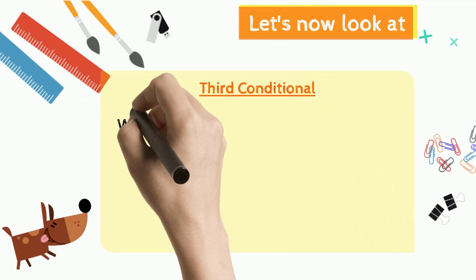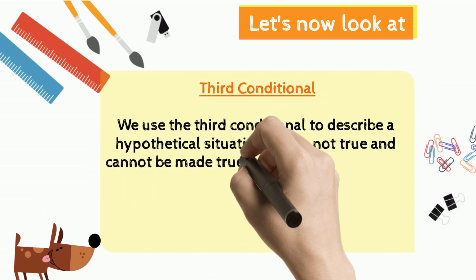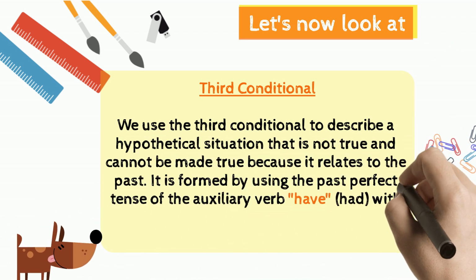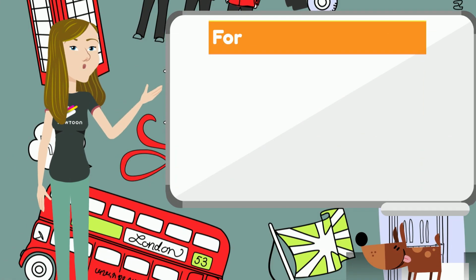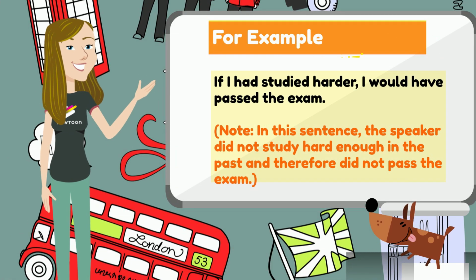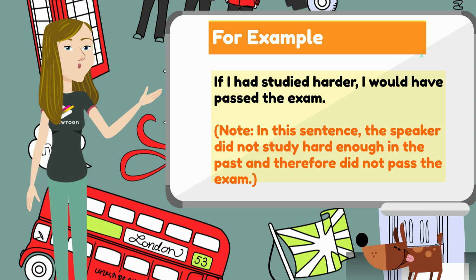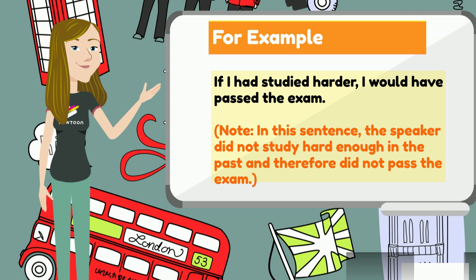Now let's look at the third conditional. We use the third conditional to describe a hypothetical situation that is not true and cannot be made true because it relates to the past. It is formed by using the past perfect tense of the auxiliary verb have, had, with the past participle of the main verb. For example, if I had studied harder, I would have passed the exam. In this sentence, the speaker did not study hard enough in the past and therefore did not pass the exam.